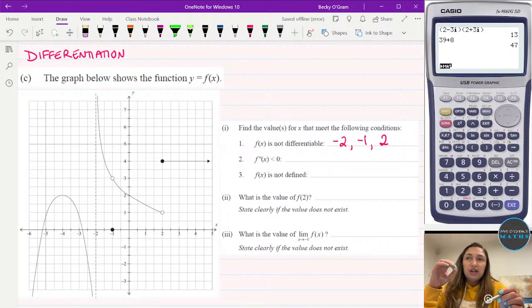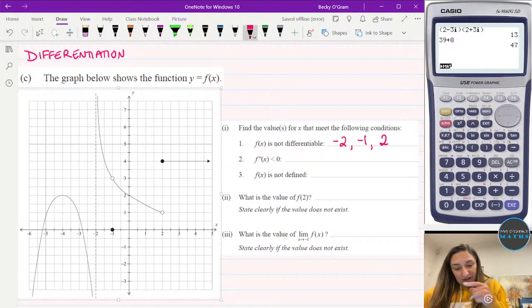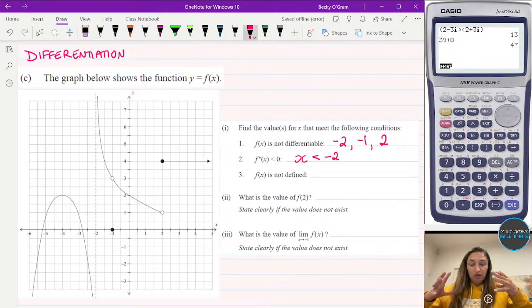So we're not working out where the maximum point is, but any piece of the graph that belongs to a maximum, or that upside down bowl shape. So we're going to have everything that is to the left of -2. So x is less than -2. And all of the values to the left of -2 belong to that parabola that's upside down.